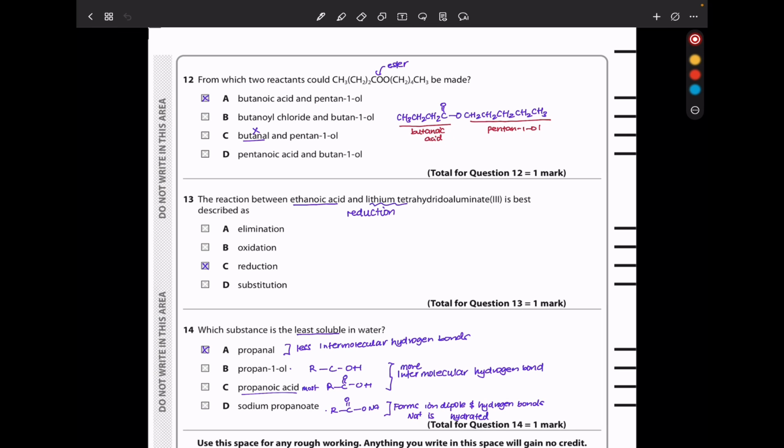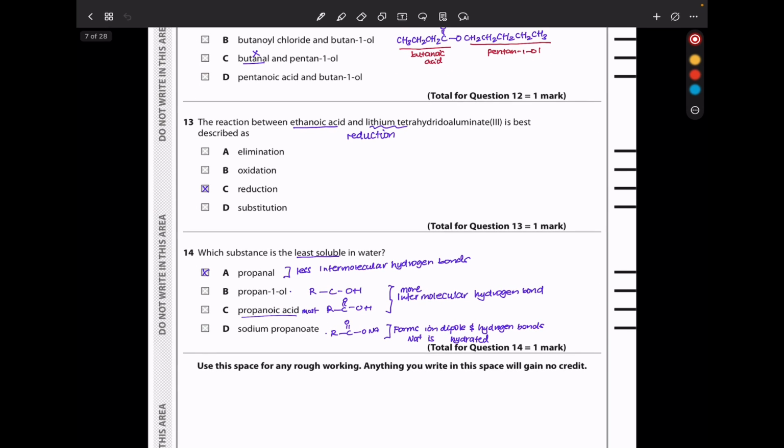Next, they say from which reactant could this be made? This is an ester, so we could use an alcohol and a carboxylic acid. The carboxylic acid should be 4 carbons, meaning butanoic acid, and then the alcohol should be pentan-1-ol, so the answer should be that. In question 13, the reaction between ethanoic acid and lithium tetrahydroaluminate(III) is best described as? This is a reducing agent, so this reaction is going to be reduction.